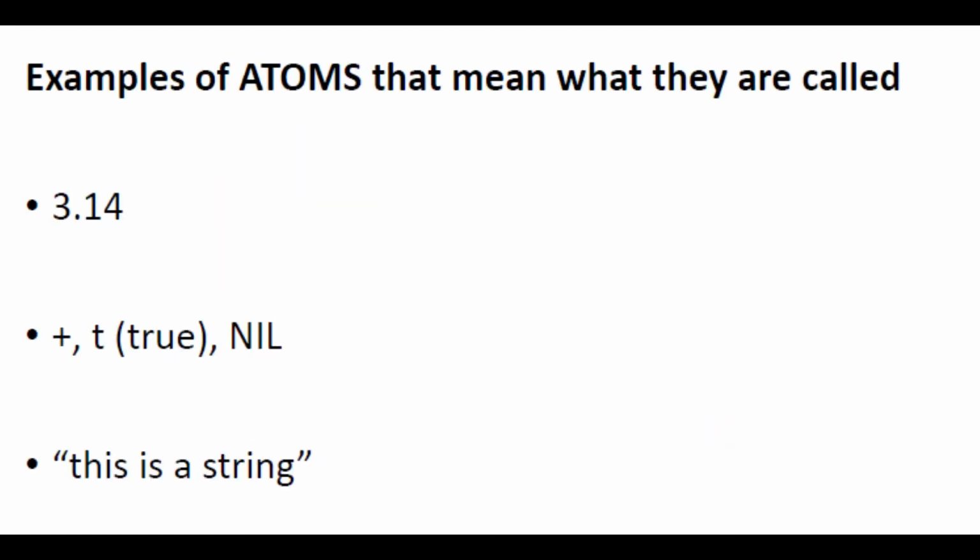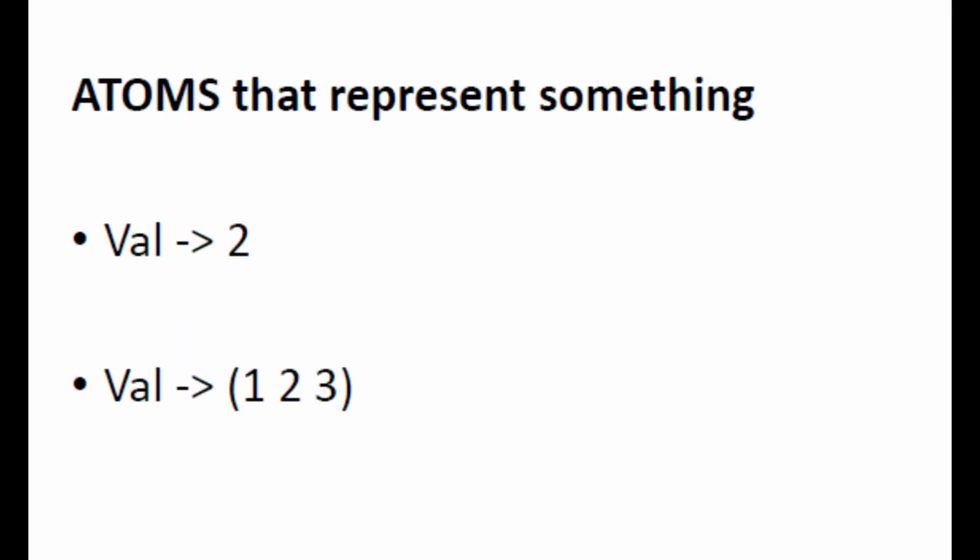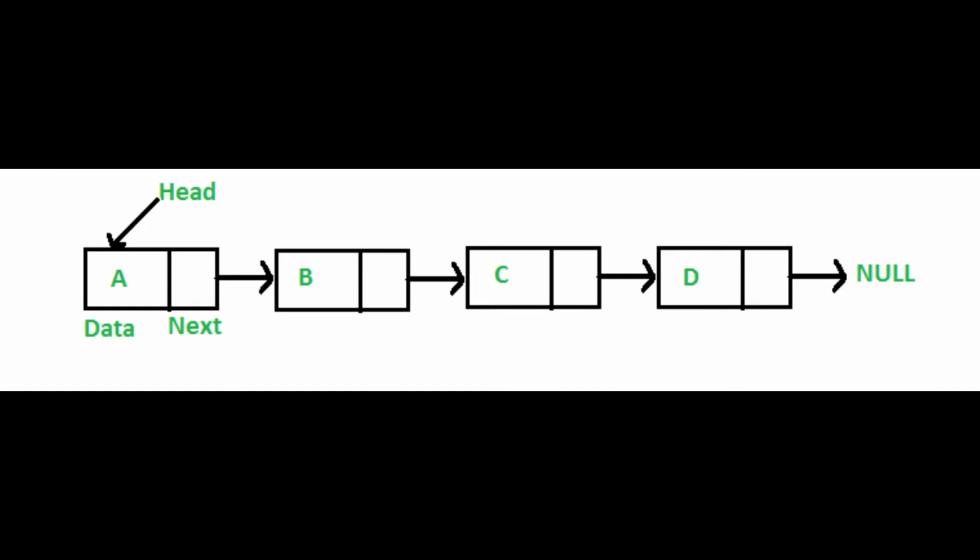Some atoms have names that match their value, such as numbers, single characters like the addition operator, or a string of characters enclosed in quotes. Atoms may represent other atoms or lists and act as a descriptor to a value. For instance, an atom named val may represent the number 2. Expressions or symbolic expressions are a combination of atoms and lists. If you're wondering how this all works in the background, it is handled by Lisp's internal data structure called a linked list, hence why Lisp stands for list processing.